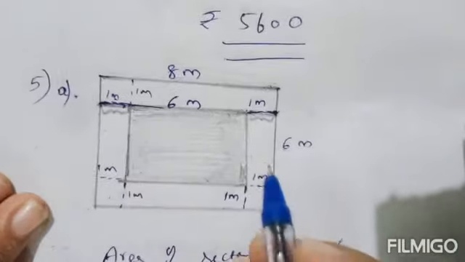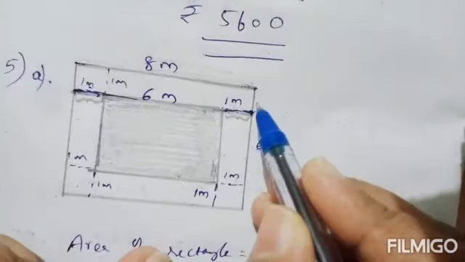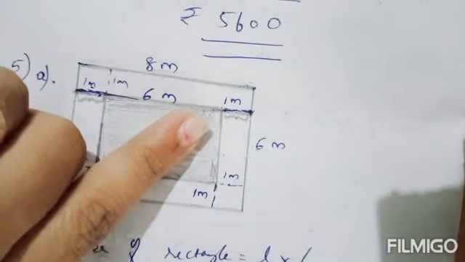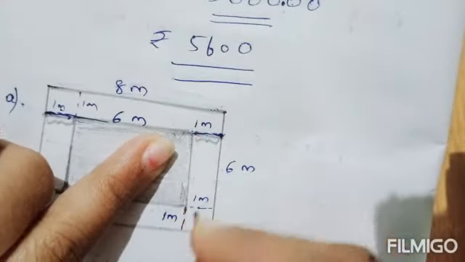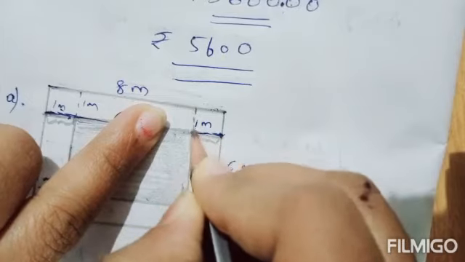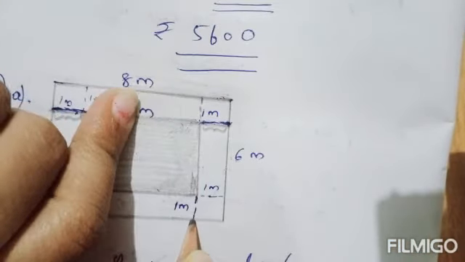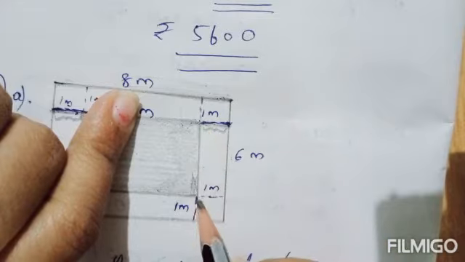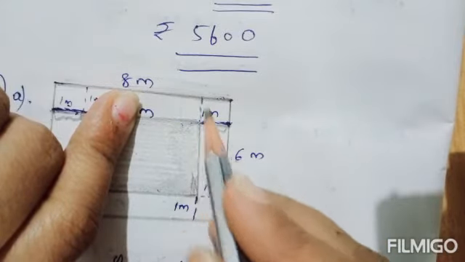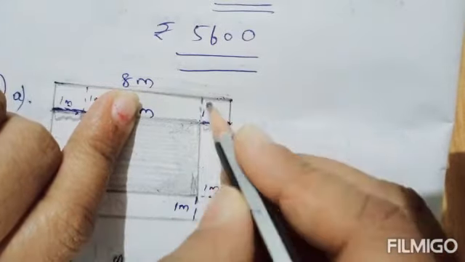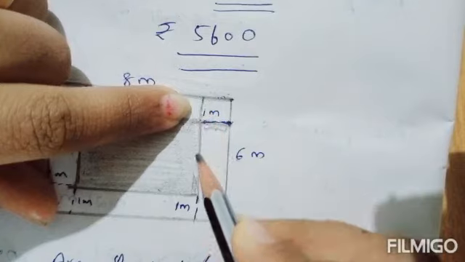Okay, similarly, here if we extend the breadth of the inner rectangle to both sides to touch the outer rectangle, you will get this length.